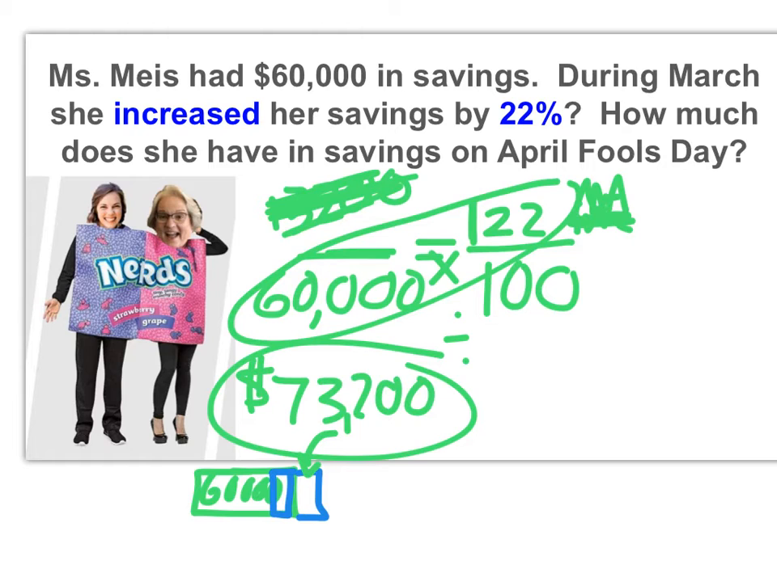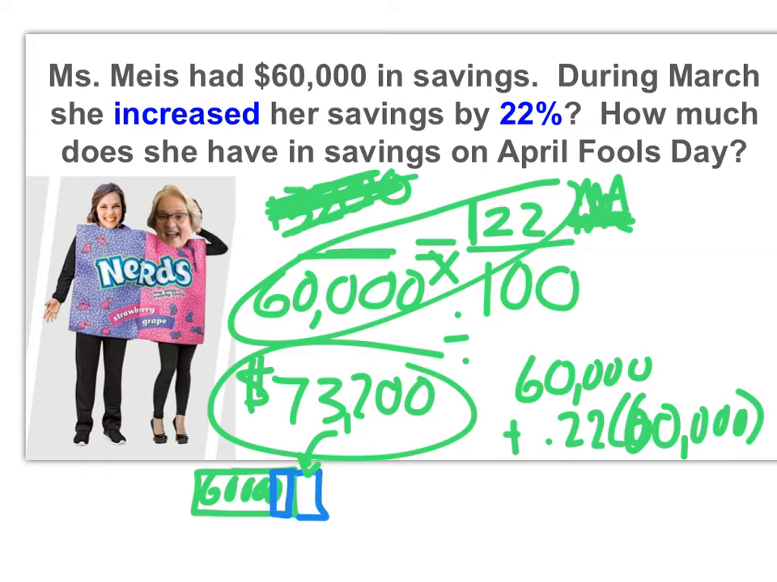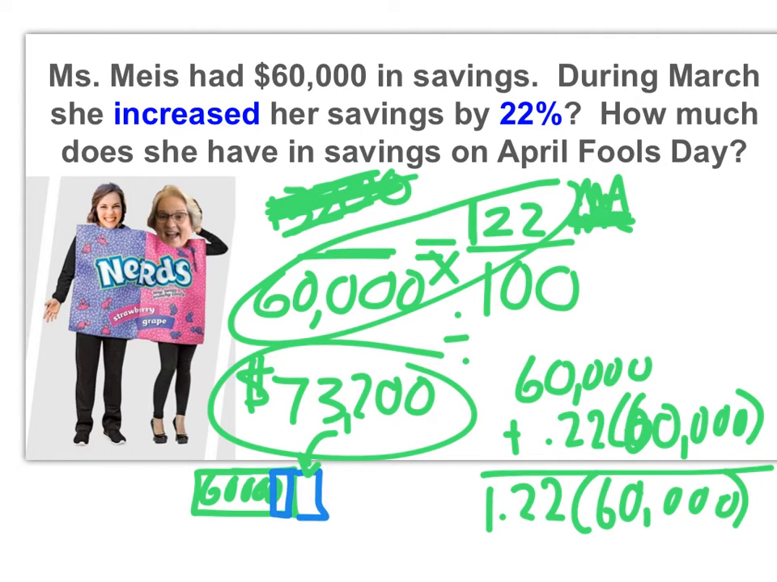You can set these up as an algebraic equation also. What I would say is just say what you want to know. I want to know what is 22% more than $60,000. That means I need to take $60,000 plus 0.22 of 60,000 to get my total. So if I do that, you might notice you have one whole 60,000 and 0.22 of 60,000. So you really have 1.22 of 60,000, and that would get you right to your answer.